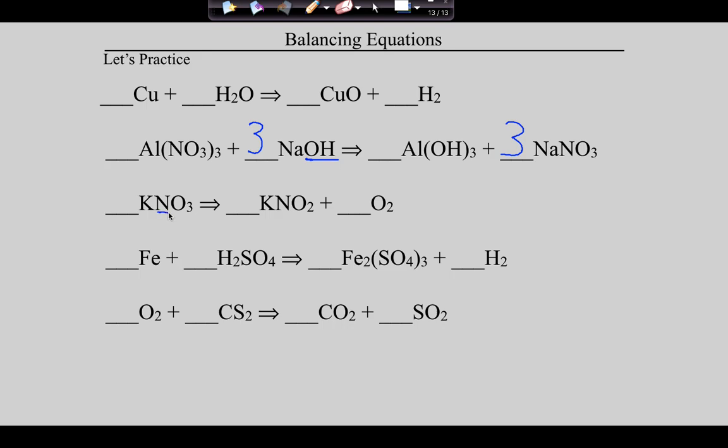So guys, how many nitrogens do we have on the left? We've got 1 nitrogen on the left. And then guys, we come over here. How many nitrogens do we have on the right? 1. Notice that the 3 only applies to the oxygen. So we've got 1 nitrogen. So now we need to balance the oxygens. How many oxygens do we have on the left? 3. How many oxygens do we have on the right?